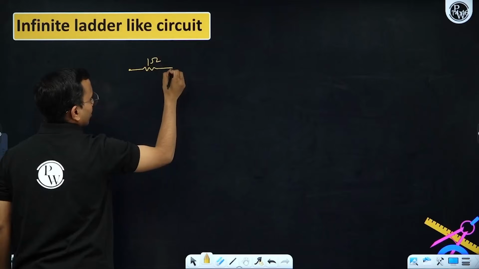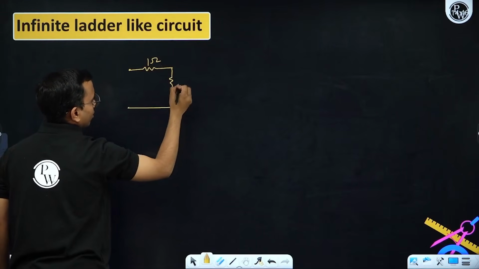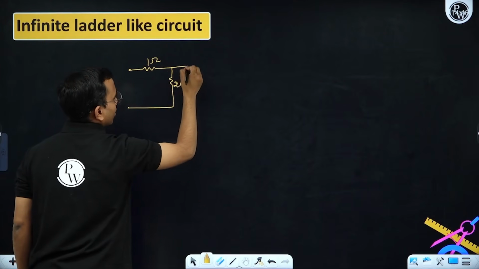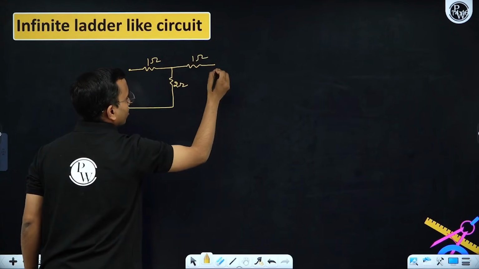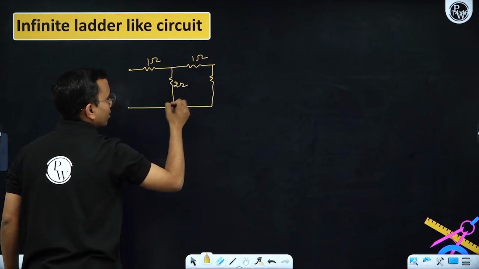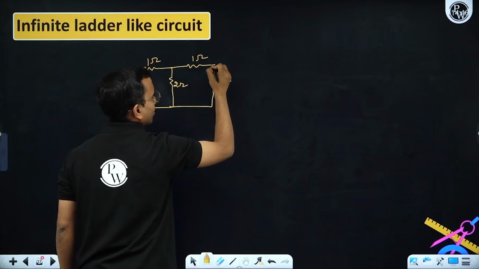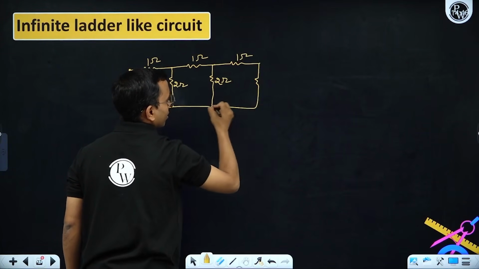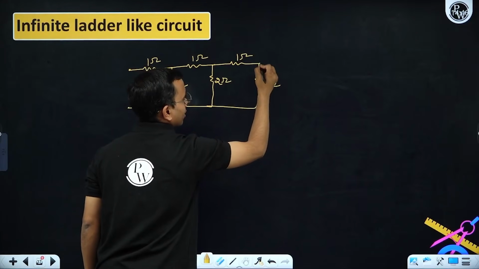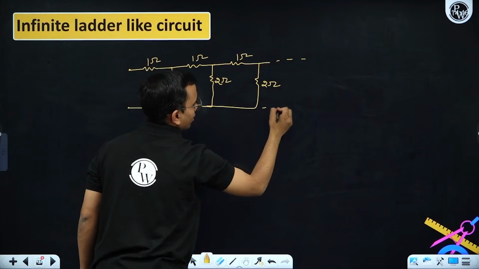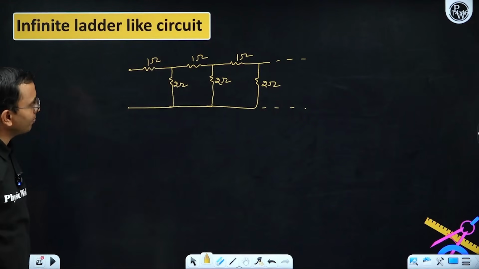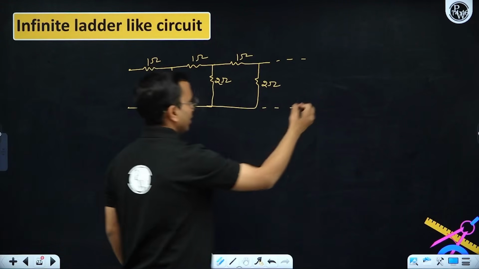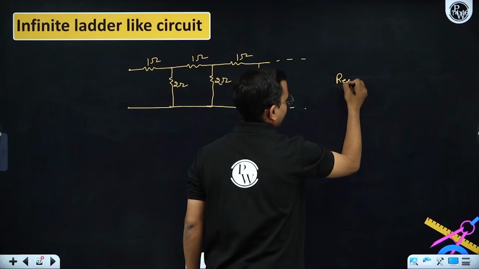1 ohm, 2 ohm, 1 ohm, 2 ohm, 1 ohm, 2 ohm, like that the circuit is continued. And now you need to find what is the equivalent resistance of this.